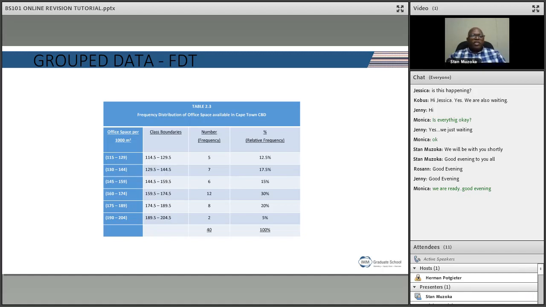Once we have grouped the data, please note that the meaning of this data does get lost. You've got 5 units that have been observed to be in the category 115 to 129, or rather we've got 5 office spaces identifiable between 115 and 129. How big are they? We don't know. That data gets lost when you group the data that way.